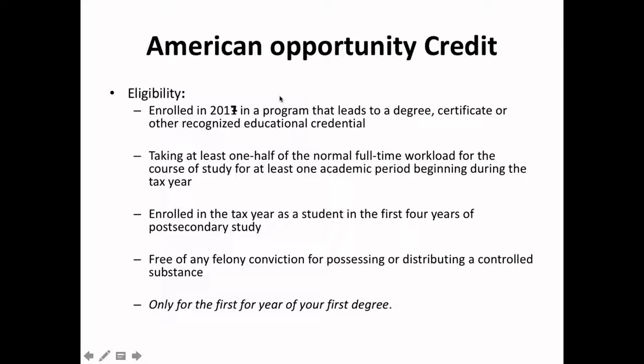And then point number 4, very important: free of any felony convictions for possession or distribution of controlled substances. Basically, don't go to school and get high and get other people high, right? So you cannot be convicted of possession or distribution of drugs. If you are, you're not going to be eligible for this credit.